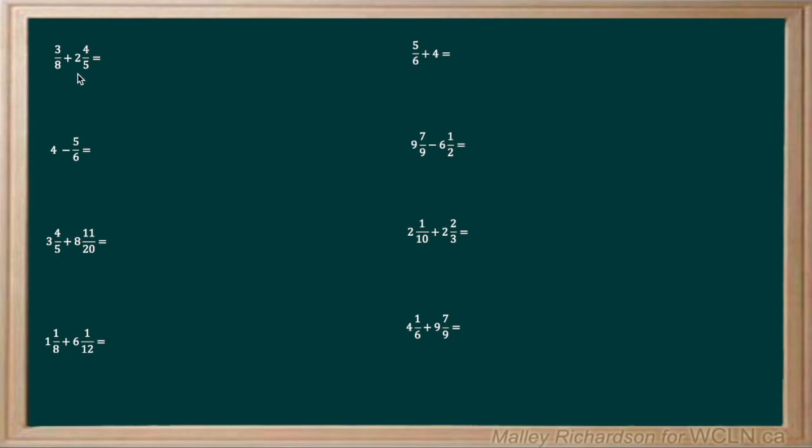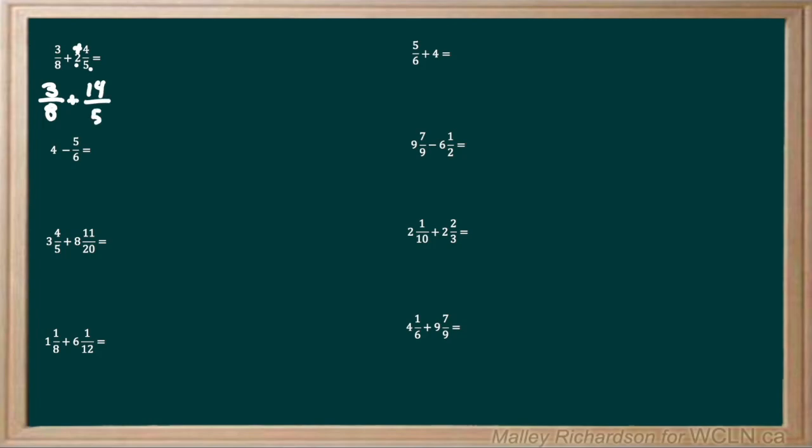So we have this mixed number of 2 4/5, and we want to turn this into its improper fraction. So now we're going to have 3 over 8, and then we have to turn this into an improper fraction. So we take our denominator of 5 and multiply it by the whole number out front. 5 times 2 gives us 10, and then we add on the numerator. So 10 plus 4 gives us 14, and then we keep the same denominator of 5.